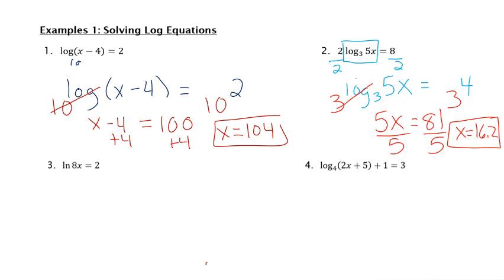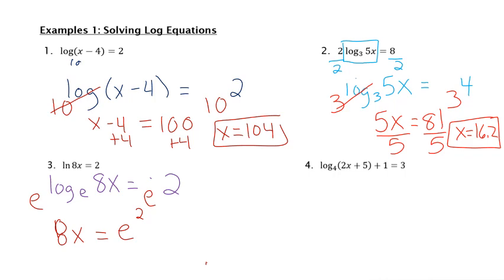For the next problem, same thing. This just happens to be a natural log. So remember, that's really the same as saying log of base e, right? Those are the same thing. And you wouldn't necessarily have to write this part. But basically, I have to raise both sides to base e. So I'm left with 8x equals e to the second. In our calculator, you do second and natural log to get that e.